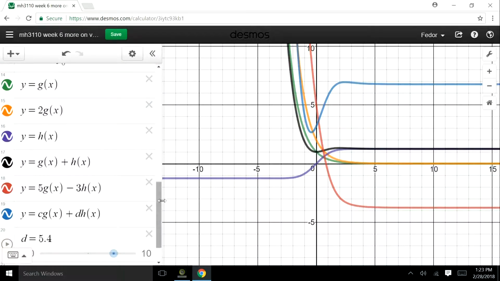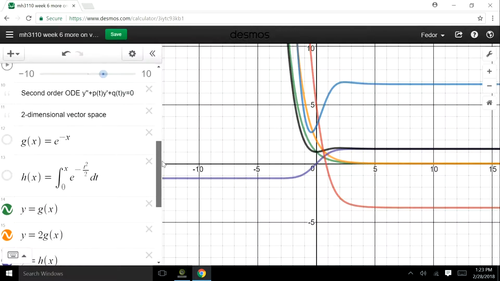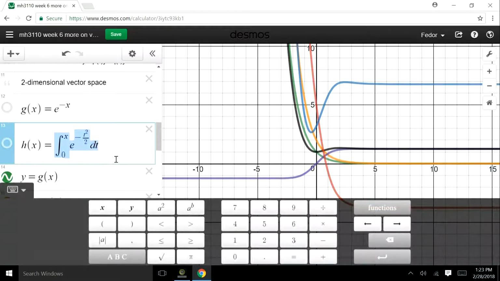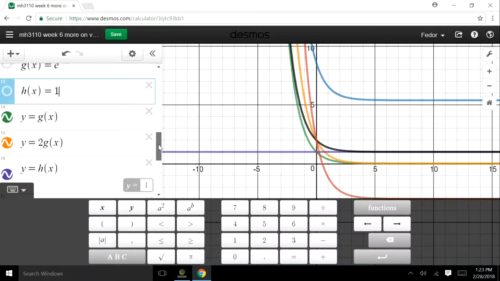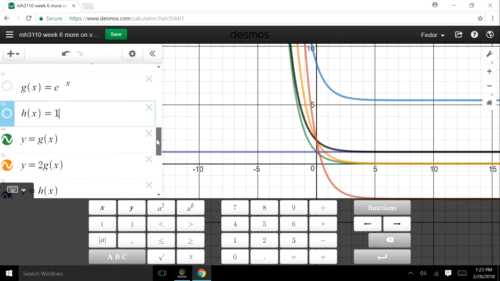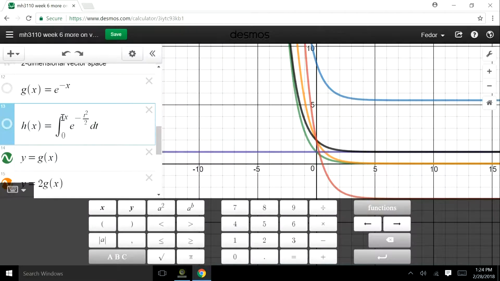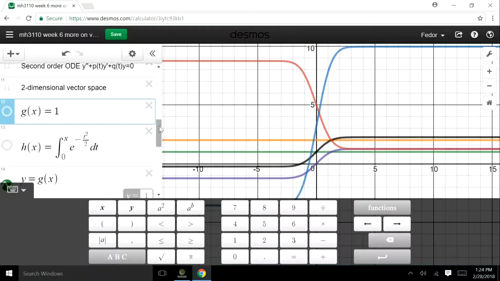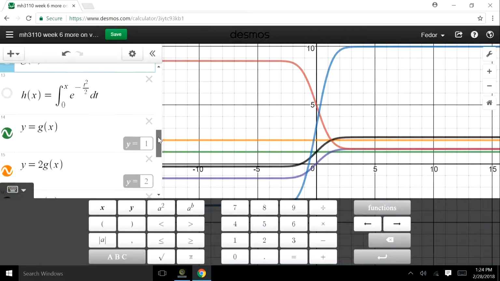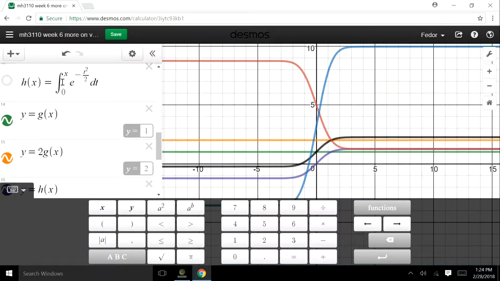Maybe the easiest scenario when we can really visualize it is when one of the two solutions is a constant, which is possible. So imagine that the first solution is e to the minus x, and the second solution is just 1. Or maybe let me do it the opposite. Let me change the first solution to 1, and the second solution to this, what's it called? It's the cumulative probability of the standard normal distribution.